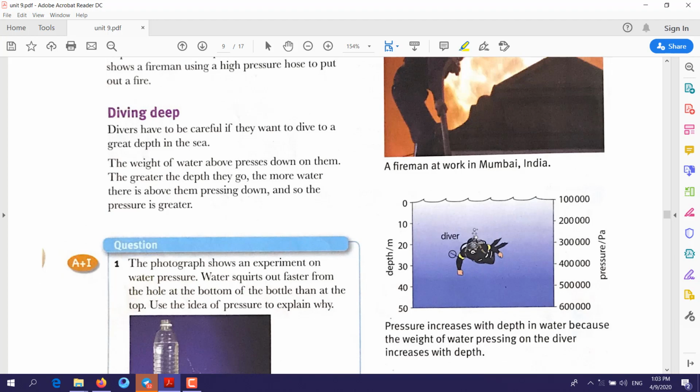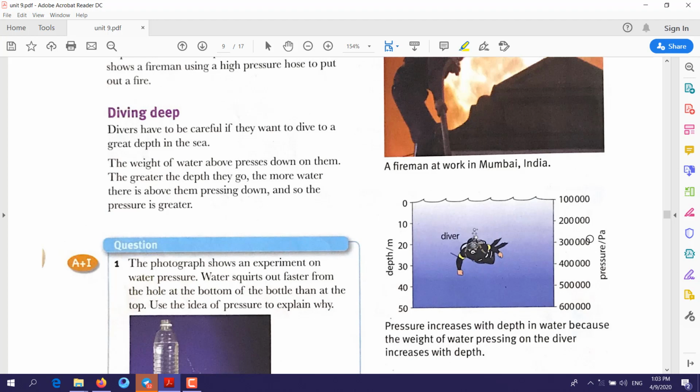This person, this diver, is swimming, he is diving. Look at these numbers. They show the depth: 0, 10, 20, 30, 40, 50. So if we move from top to bottom, the depth is increasing.